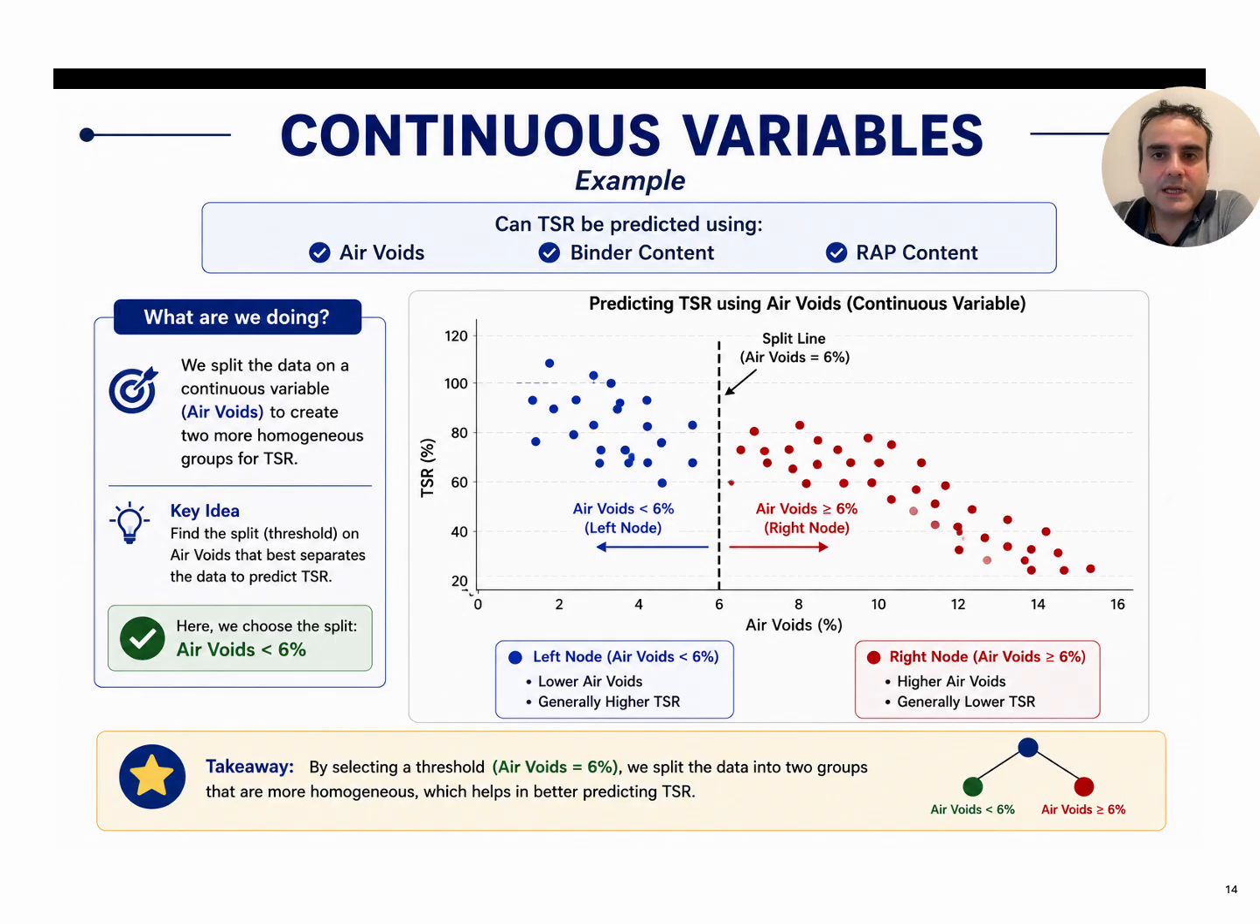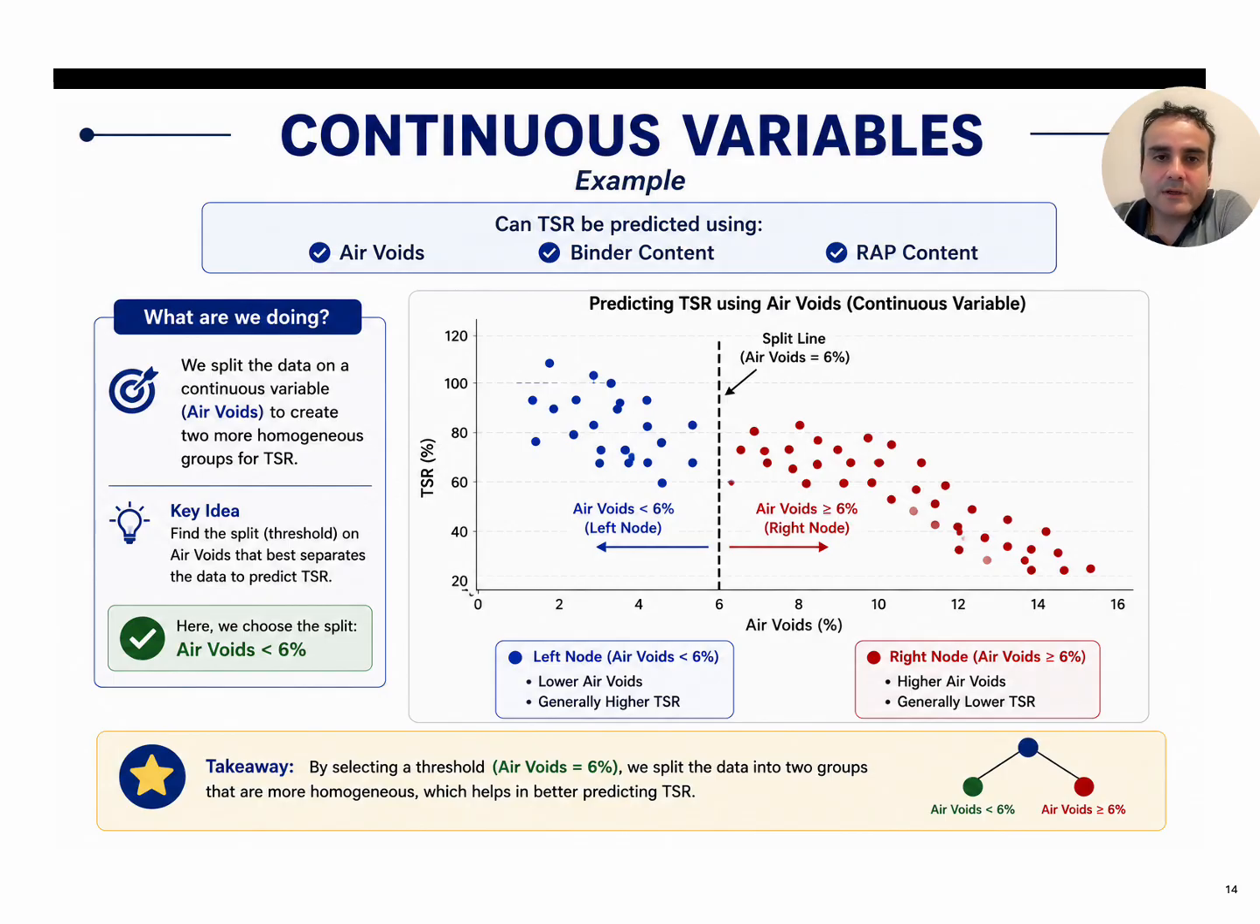Decision trees can naturally handle continuous variables. In the scatter plot on the right, the observations are separated using a threshold value. The vertical dashed line represents a potential split point. Observations on one side of the threshold form one branch, while observations on the other side form another branch.